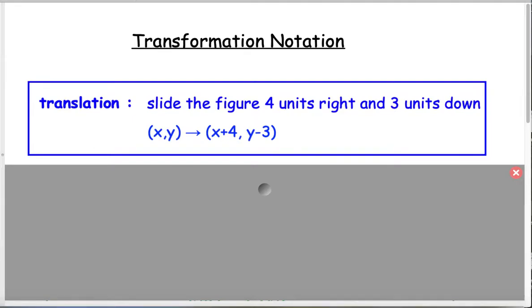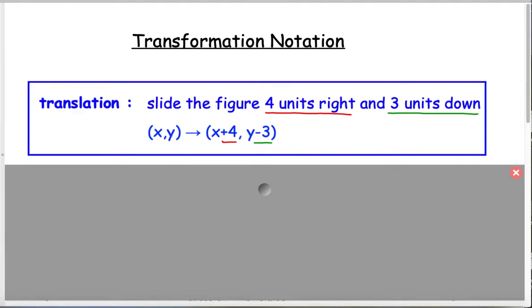So you always start off with the ordered pair x, y, and then an arrow, and then you have to look at what's happening. We're going 4 units right, so in the x direction, that's a positive 4. So we're going to add 4 to our x value. And then, in the y direction, 3 units down. So up and down is the y direction. 3 units down would be a negative 3 in the y direction, so we're going to subtract 3. So you just look at the words and decide, is it going to be x plus or minus a number, comma, and then y plus or minus a number.